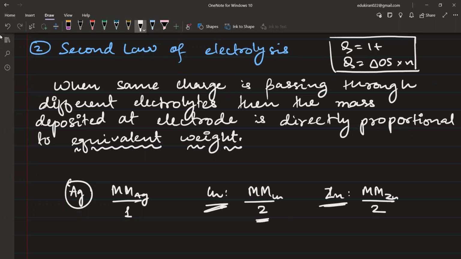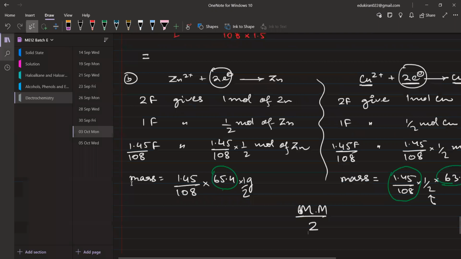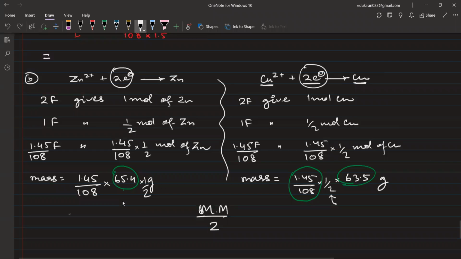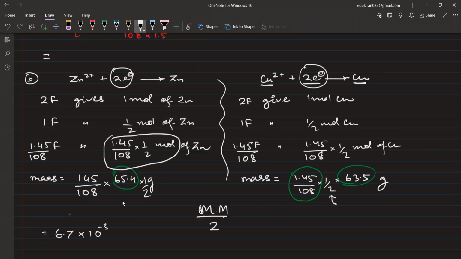You can also see this happening here. For example, if you calculate this one, not mass of zinc, rather I should say the number of moles of zinc that will be there. So I'm going to calculate the number of moles of zinc that is getting deposited. It is 1.45 divided by 108 into 0.5, right? Yeah, this is equal to how many moles? This is equal to 6.7 into 10 to the power minus 3 moles of zinc that will be deposited.